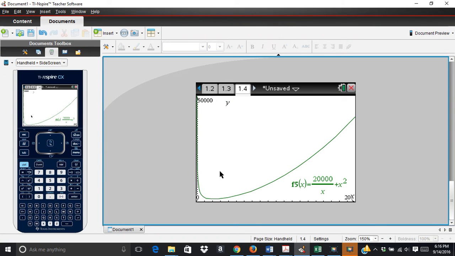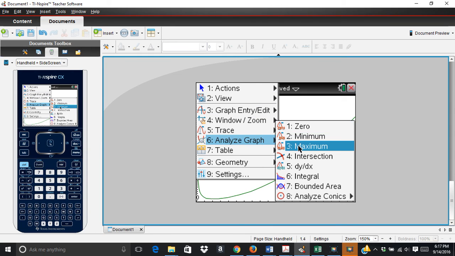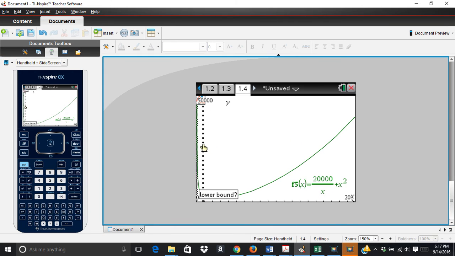Okay. The next thing that we're supposed to do is find the minimum amount of cardboard that can be used to construct it. So I want to find my minimum x. So what we're going to do is go to Analyze Graph, and we're going to find a minimum. And we'll go to the left, and we'll go to the right, and see what it finds. So this is 21.5.